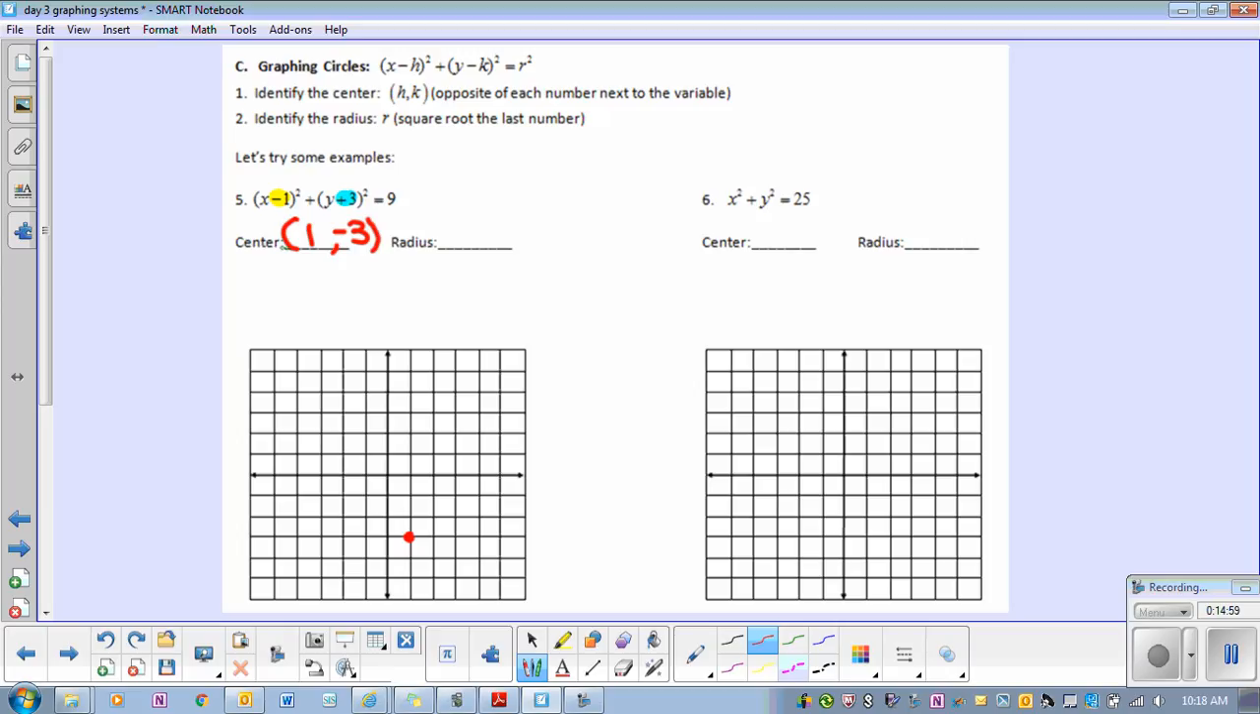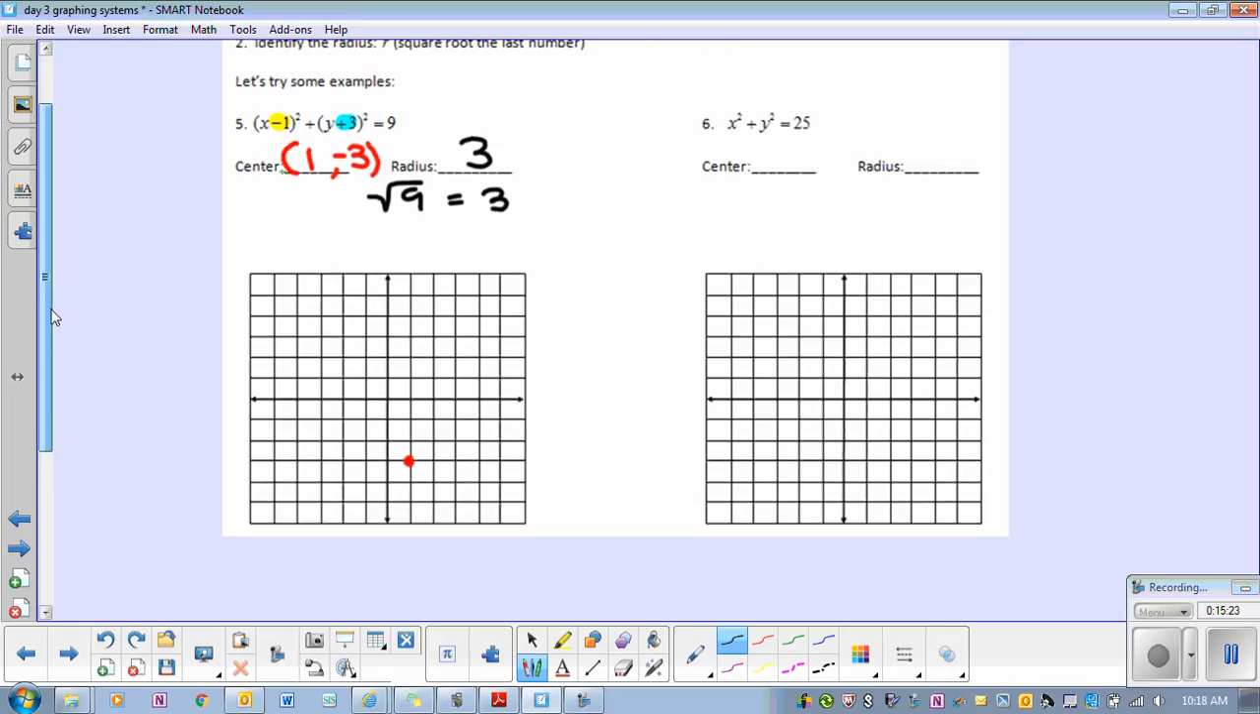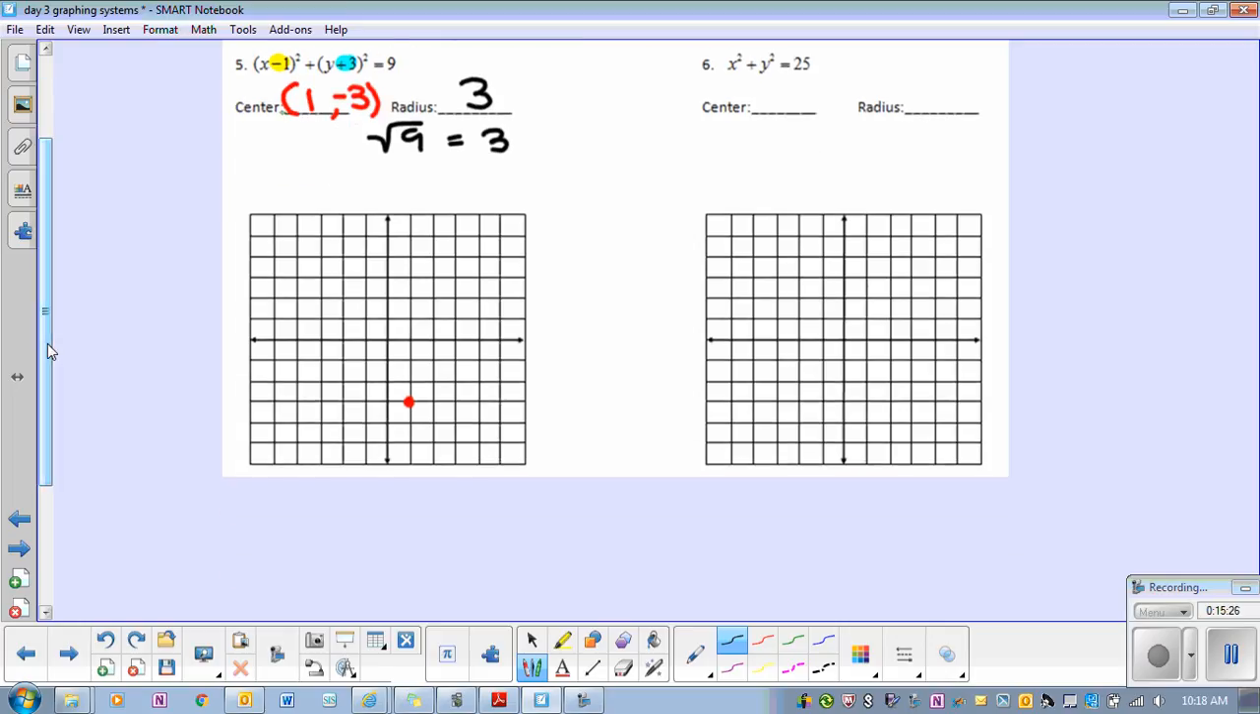Okay? And then for the radius, guys, what is this all equal to? What number? 9? So what is the square root of 9? It's 3. 3. So 3 is your radius. Okay? So what does that mean? Go graph your center, and then you're going to take that radius, and you're going to go up 3, right 3, down 3, and left 3 from the middle of your circle. Okay?